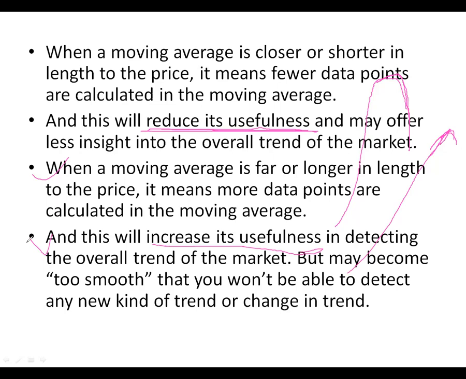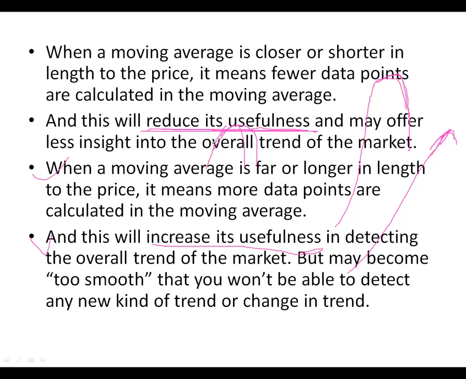So they are not able to detect any new kind of trend or a change in the trend early. They are not able to do that on time. But one that is closer to the price may give you that very early. It may give you that quick U-turn or a change in the trend. But the bigger or the wider moving average may not be able to do that on time. But like I said, they all have advantages and disadvantages.